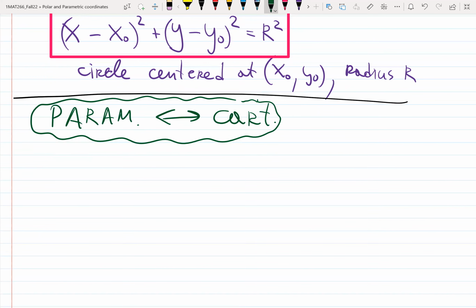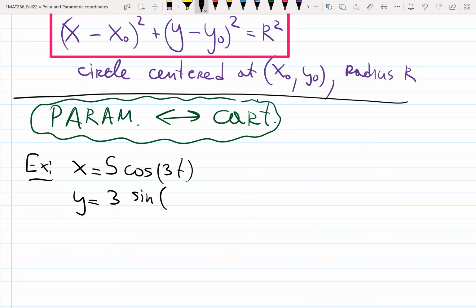On the test, I'm mostly going to give you, I think, get rid of the parameter. Get rid of the parameter is like so. I gave you parametric form, and you need to get rid of it. x equals 5 cosine 3t, y equals 3 sine 3t. Jump to the Cartesian. So this is Cartesian?